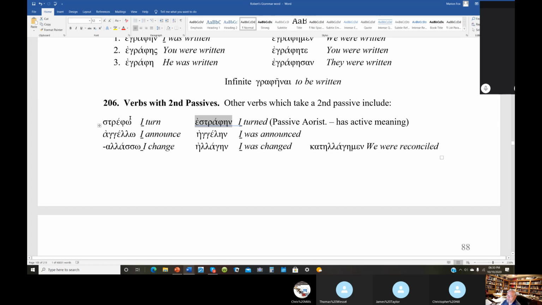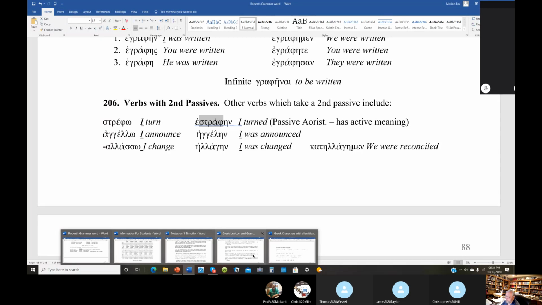Now, here's the situation. Strepho is irregular in the aorist passive and also in the future passive. So we're going to come over here and look at it. Here's your stem right here, strep. That's what I thought last week. We take our stem and keep our phi, but there's a difference: instead of an epsilon here, we have an alpha. Everyone see that? So the stem changes.